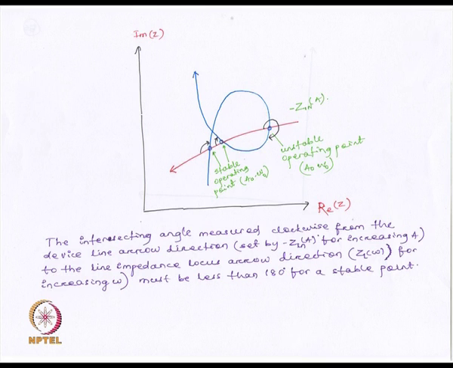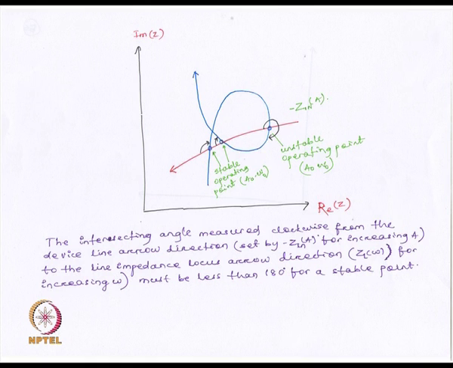Therefore, this point also represents a point of stable oscillation. However, at this point, as you can see, the angle between the red line and the blue line, that is the tangents to the red line and the blue line, is greater than 180 degrees. Therefore, this point does not represent a stable point of oscillation. This is unstable. Either the amplitude will blow up, become very large, or it will die down.